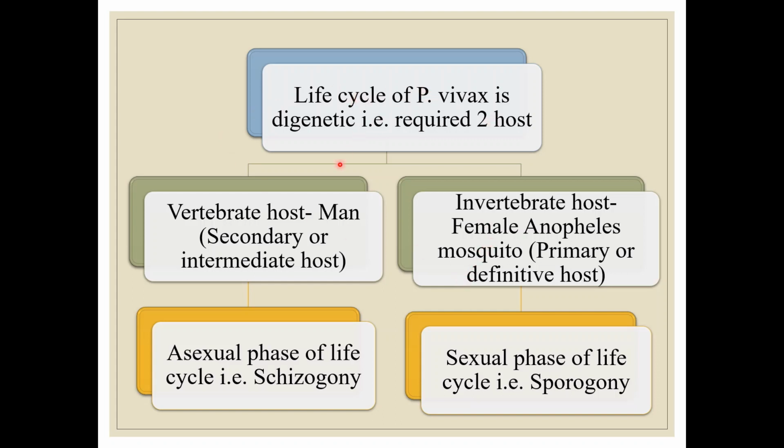Plasmodium vivax reproduces sexually as well as asexually. The asexual phase of the life cycle, that is schizogony, takes place in the body of man, while the sexual phase of the life cycle, that is sporogony, takes place in the body of the female anopheles mosquito. Therefore the female anopheles mosquito is called the primary or definitive host, while man is called the secondary or intermediate host. The female anopheles mosquito acts as a vector which transports the Plasmodium from one person to another person.